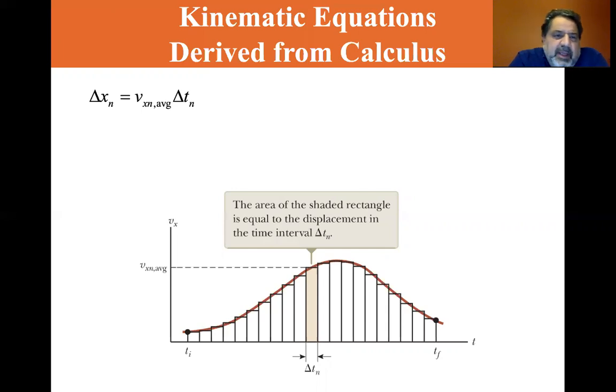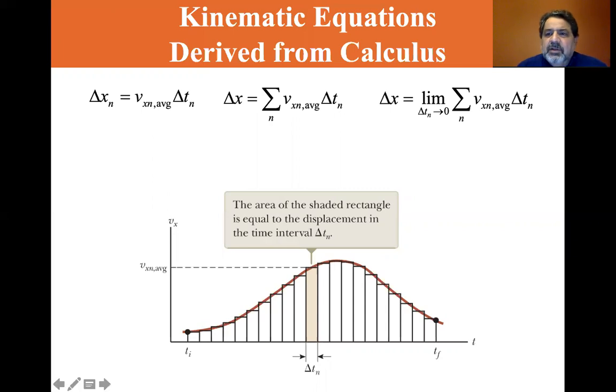Let's look at here. x sub n is equal to Vx sub n average times delta t. So V times t gives you the displacement for that particular interval. The first one was talking about just the x sub n, the displacement for that little section. Here, the total delta x is equal to the sum of all these Vxn average times delta tn.